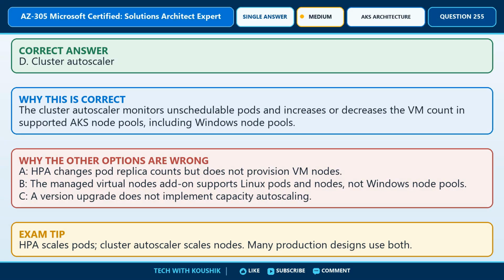In this case, select option D, cluster autoscaler. The key reason is the cluster autoscaler monitors unschedulable pods and increases or decreases the VM count in supported AKS node pools, including Windows node pools. Now consider why the remaining options are unsuitable. A. HPA changes pod replica counts, but does not provision VM nodes. B. The managed virtual nodes add-on supports Linux pods and nodes, not Windows node pools. C. A version upgrade does not implement capacity autoscaling. Exam tip. HPA scales pods. Cluster autoscaler scales nodes. Many production designs use both.